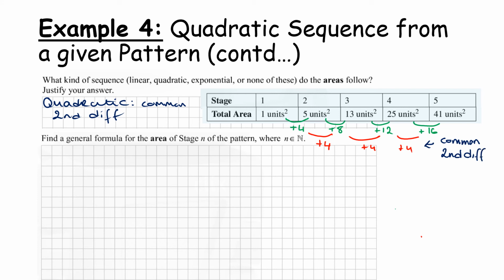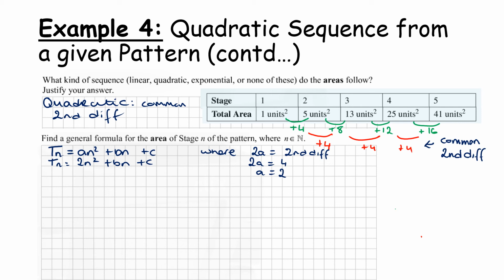Then it asks us to find the general formula of the area of stage n of the pattern, where n is an element of the natural numbers. So we now know it's quadratic. Remember our formula for quadratics is Tn equals an squared plus bn plus c, where, and this was hugely important, 2a is equal to the second difference. So let's work that piece first. 2a in this case is equal to 4, so a is equal to 2. So we can rewrite our Tn as 2n squared plus bn plus c.